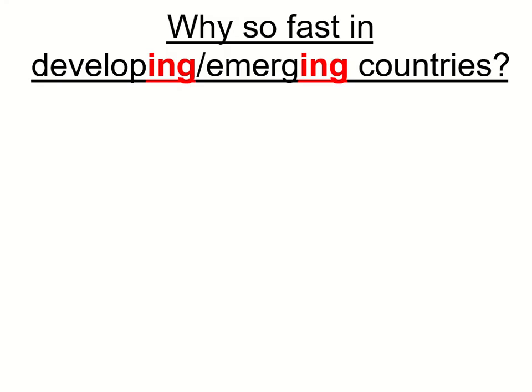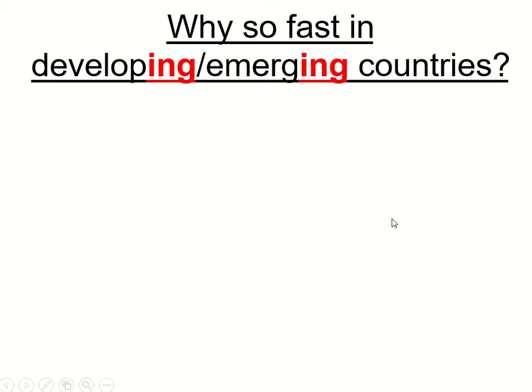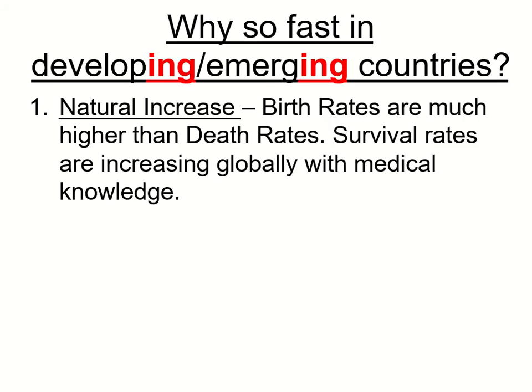So why is it happening so fast in these developing nations? Why is it not happening as fast in the developed world? Two reasons, okay, and be aware of these reasons and make notes on these two as I talk, and pause the screen if I go too fast. The first reason is natural increase. So the birth rates are much higher than death rates, and so more people are being born than dying, and that means the population goes up.